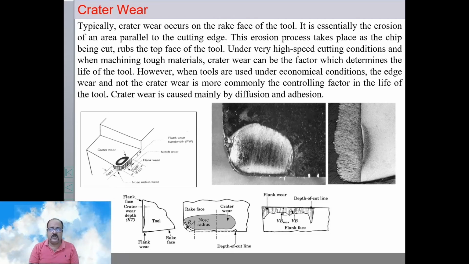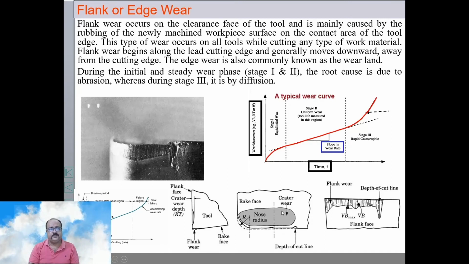Normally the tool does not fail by crater wear, rather it fails by flank wear, as has been shown here. We will see it in the next figure. So what is this flank wear? Flank wear is the principal wear by which a normal tool fails. It is the wear that occurs on the clearance face or flank face. So it occurs on this cutting edge here and extends to this side also slightly.